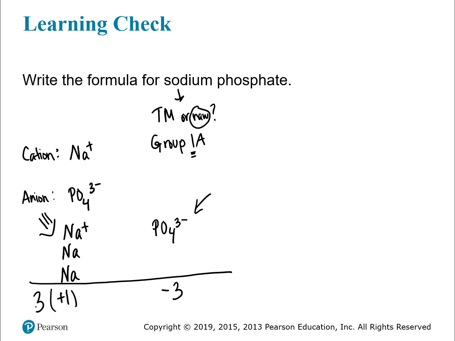So if we have 3 sodiums, then we'll have +3, which will balance out the phosphate. So the way you write that is Na3PO4. Notice how there's no parentheses for the phosphate, because we're not doing anything to it. We don't have more than one phosphate.